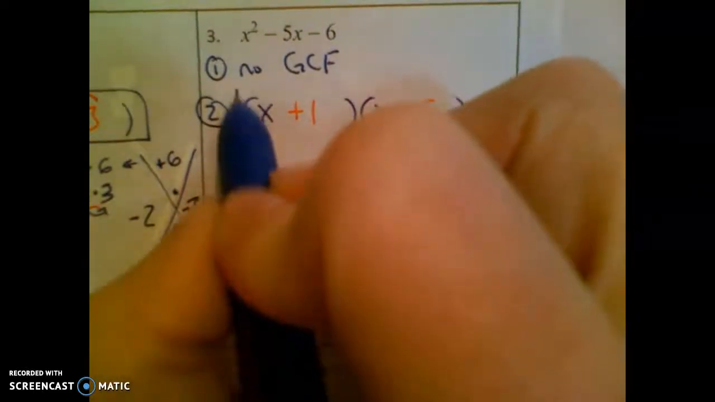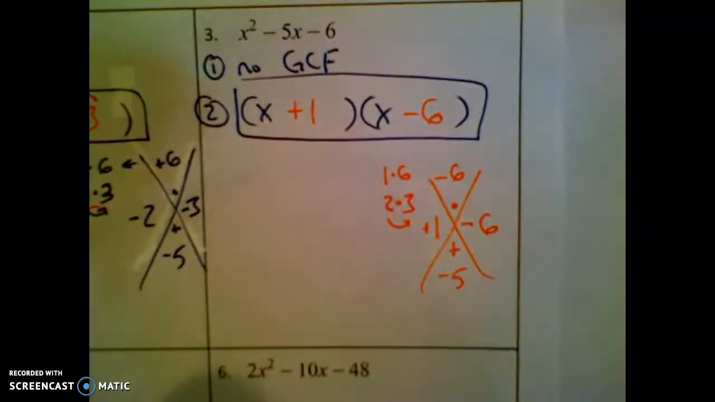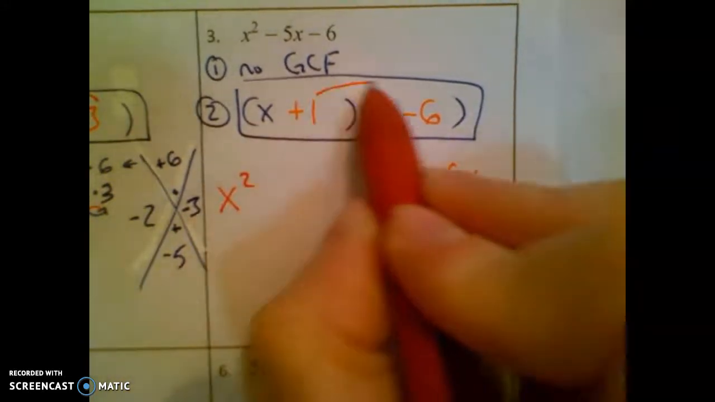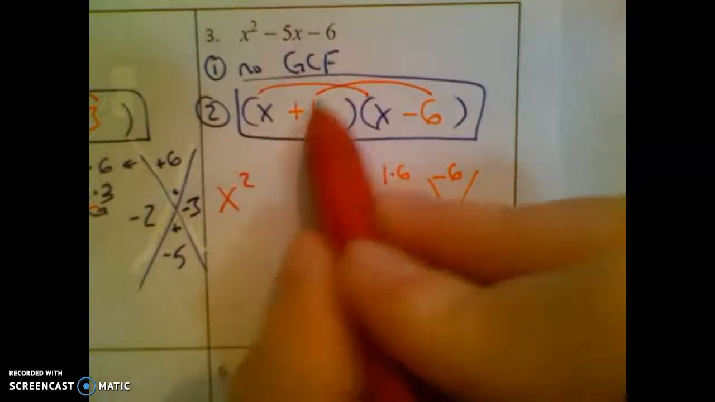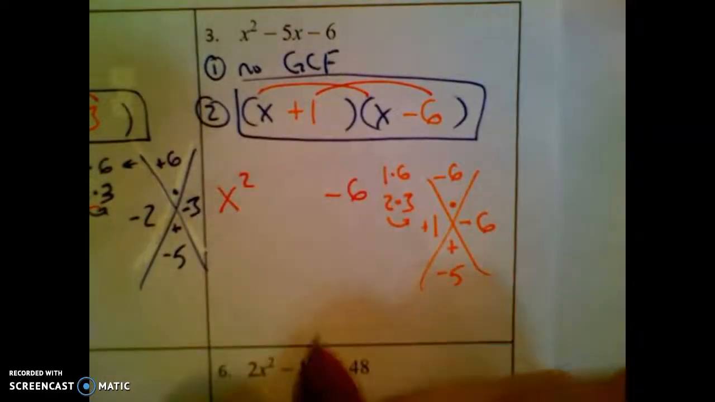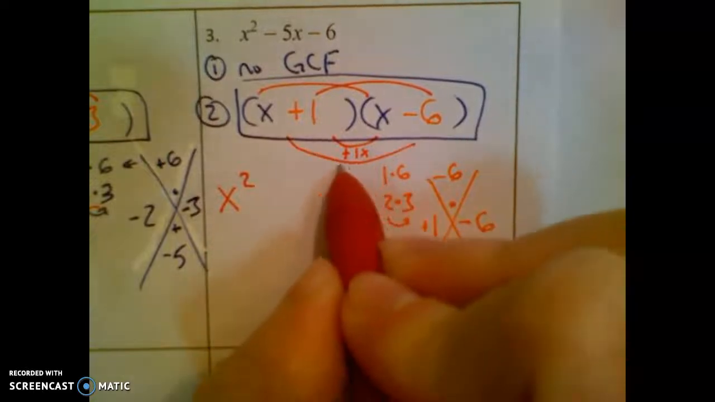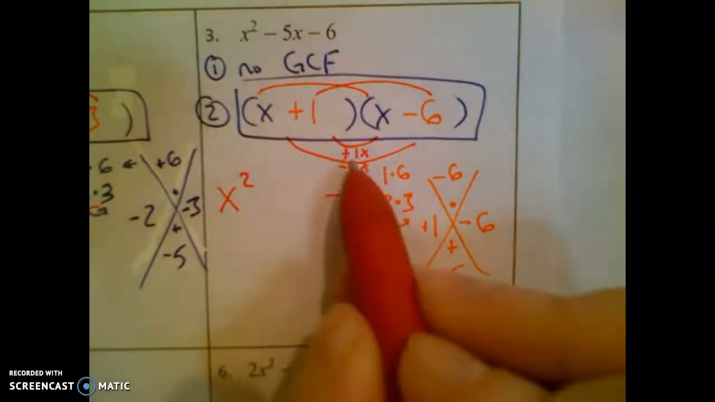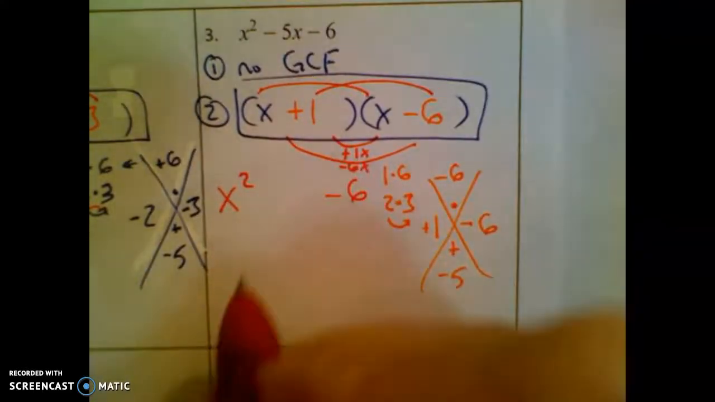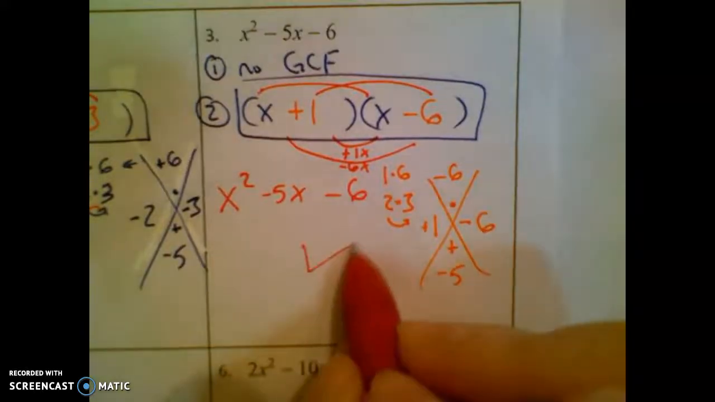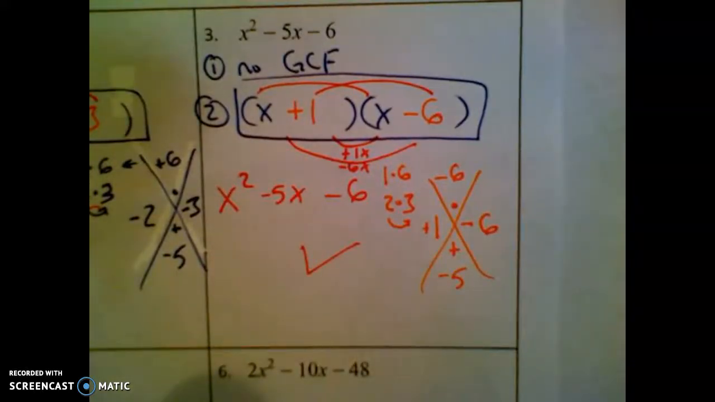So I'm going to go ahead and box that guy off. But I always want to double check my work because these questions are so easy. First times first is x squared. Let's go ahead and write them out. 1 times negative 6 is a negative 6. Check my inner product, 1x. Check my outer product, negative 6x. Does a positive 1x and a negative 6x in fact give me a negative 5x? Yes, it does. So this guy is also correct, and we are done.